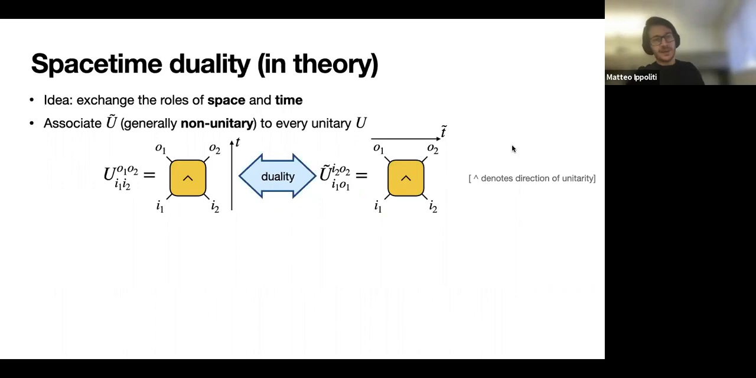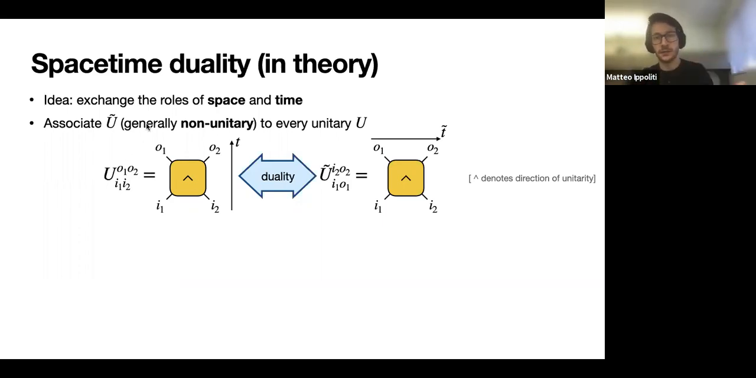So the idea of space-time duality is, as the name suggests, simply trying to exchange the roles of space and time. Let's start from the simplest building block for our circuits, which is this two-qubit gate. It's an interaction between nearest neighbors. Conventionally, you have your two qubits, I1 and I2, which stand for inputs. They interact with each other, and you have output states that come out at the end. This is a unitary operation. I'm going to mark it with this little arrowhead from here on out. That's the direction of unitarity.